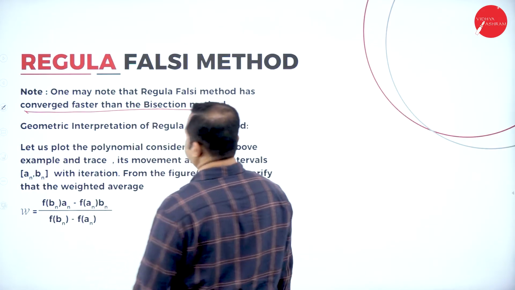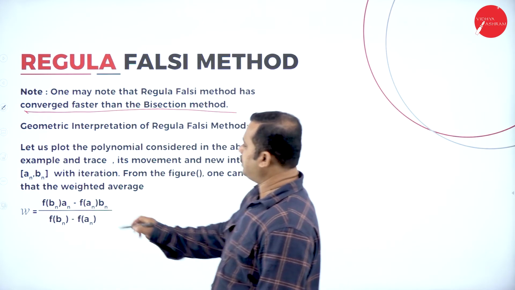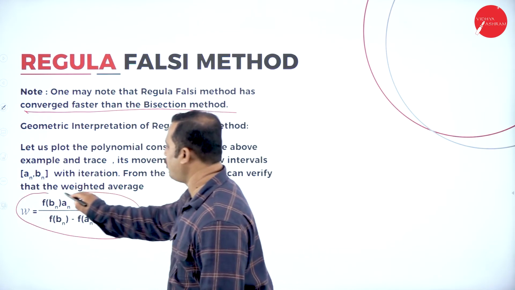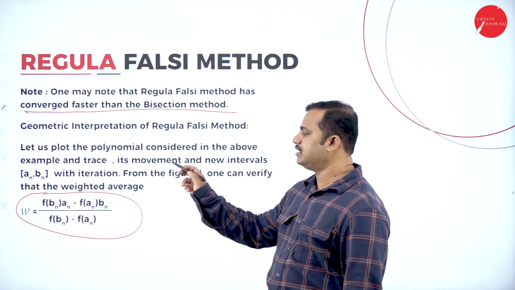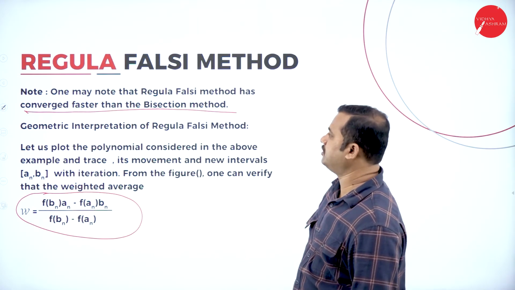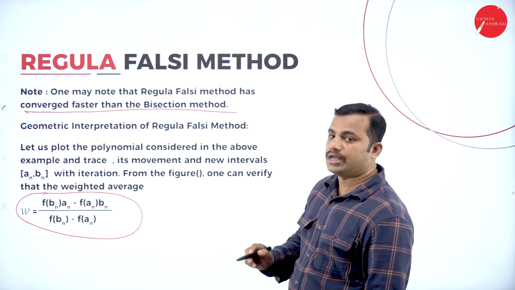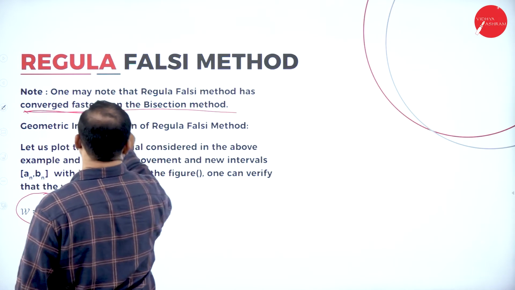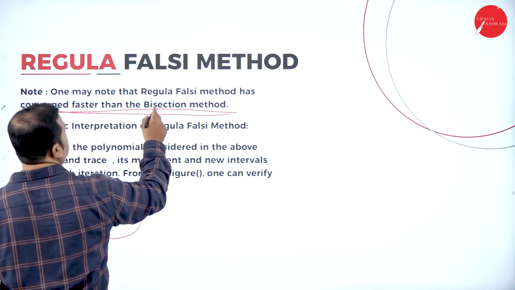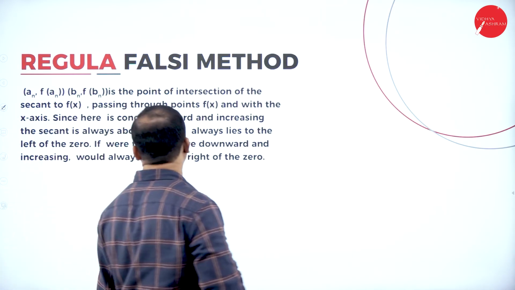Next, the same thing is explained here in terms of the weighted average formula: a into f of b minus b into f of a, divided by f of b minus f of a. That is for finding the roots by the regula falsi method. Also, the convergence is faster. It converges faster than the bisection method. That is the thing you need to observe here.